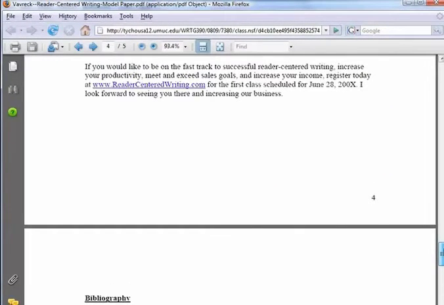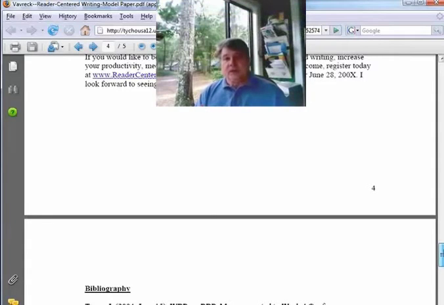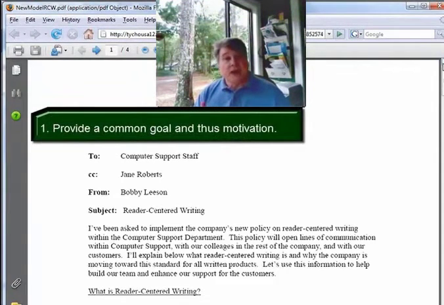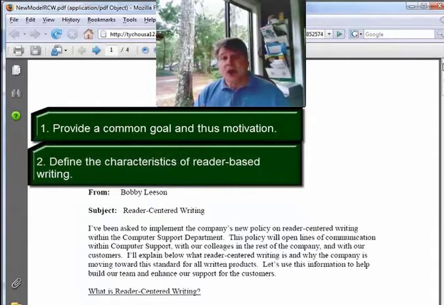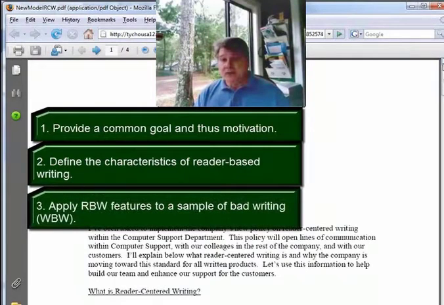And so that basic job is, first, give your staff motivation, a goal, a common goal that you share with them for undergoing this training and changing the way that they're currently doing something. That's always tough. Two, define the characteristics of reader-based writing. Three, apply those characteristics to a sample of bad writing, writer-based writing. Point out how that piece of writer-based writing violates the code of reader-based writing.